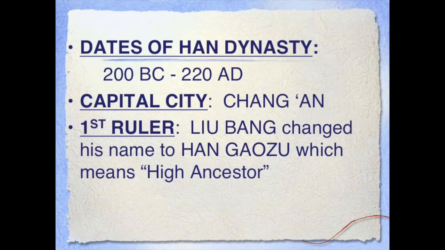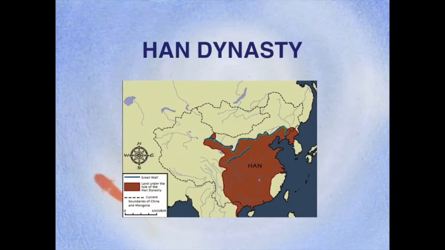So let's move on and talk about the capital city of the Han Dynasty, which was at Chang'an. The first ruler was Liu Bang, and he founded the Han Dynasty, born a peasant, and became a military leader. He called himself Han Gaozu, which meant high ancestor. From this map you can see how large the Han Dynasty really is. The empire grew from about 20 million people to more than 60 million people.